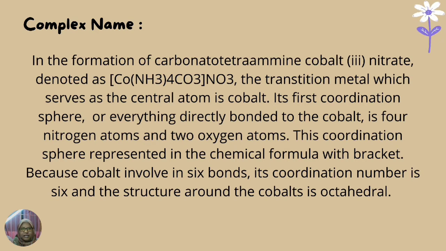So the complex name in the formation is carbonatotetraamminecobalt(III) nitrate, denoted as [Co(NH3)4CO3]NO3. The transition metal which serves as the central atom is cobalt. Its first coordination sphere, everything directly bonded to the cobalt, is 4 nitrogen atoms and 2 oxygen atoms. This coordination sphere is represented in the chemical formula with brackets. Because cobalt is involved in 6 bonds, its coordination number is 6 and the structure around the cobalt is octahedral.